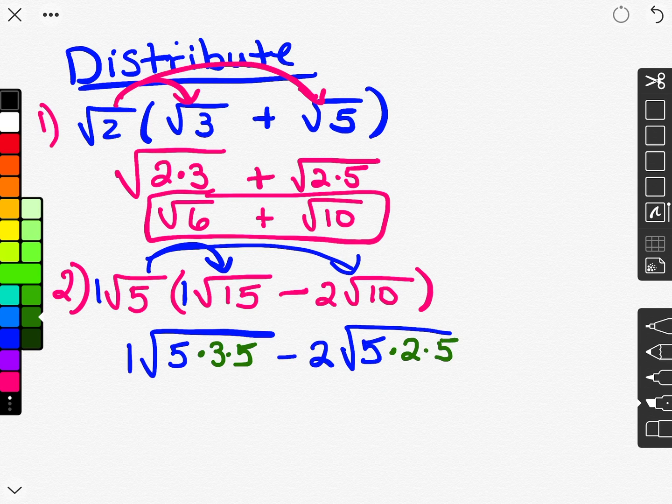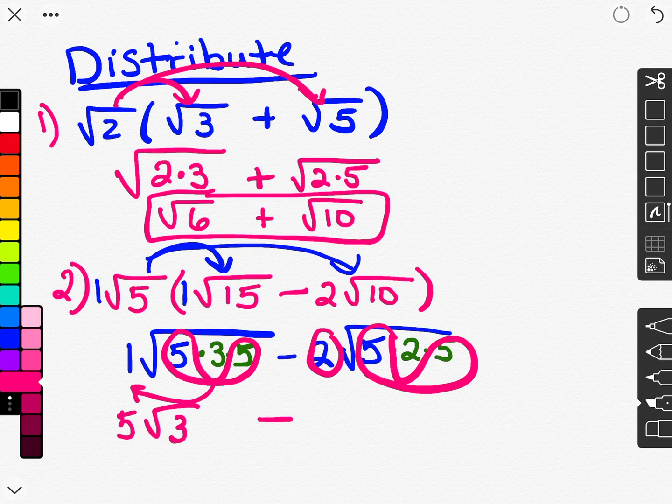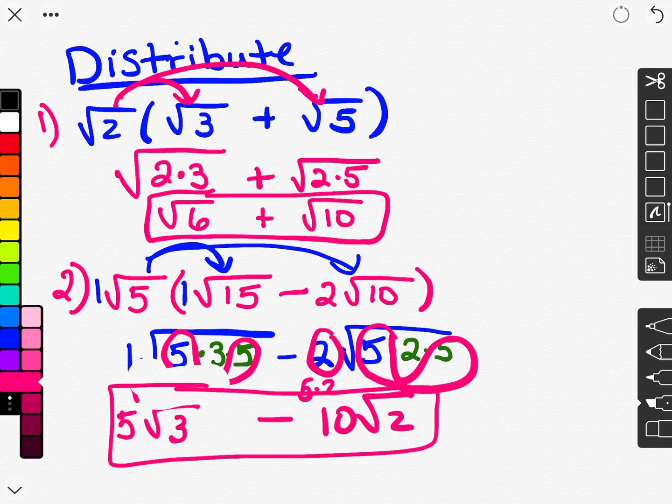Now we're going to pull out our twins, and in this case, this is a 5. The 5s can come out. There's a 1 out there waiting. So 5 root 3 is this one. Now this one, again, we're pulling out the 5s, but there's a getaway car waiting. So we do 5 times 2, and that's how we get the 10 root 2. Again, there's nothing that can be put together because we have a root 3 and a root 2. So this is our final answer.